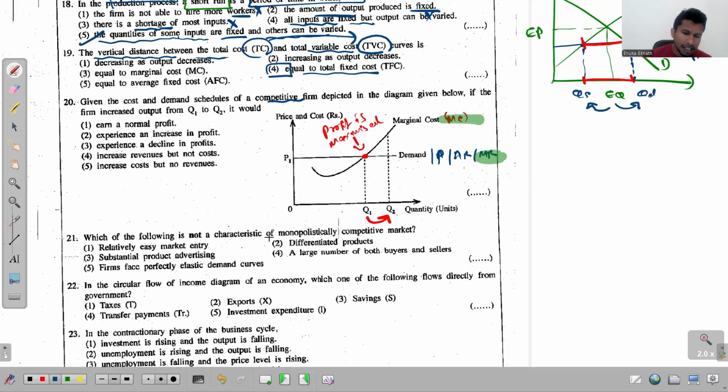If the profit is maximized at this point, then if they increase the quantity from that level, or reduce the quantity further, either way it will reduce the profit earned by the firm. The profit is maximized at this point. On either side of this point the profit will be reduced. That is what happens. So, earn a normal profit? No. Experience an increase in profit? No, profit will decrease. Experience a decline in profit? Yes, that's the answer. Right.